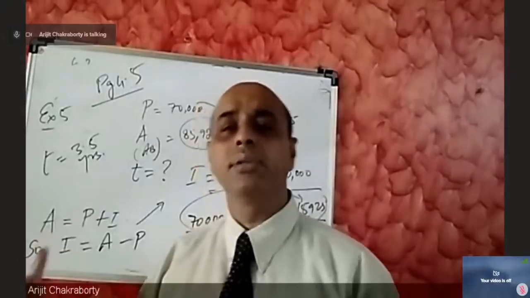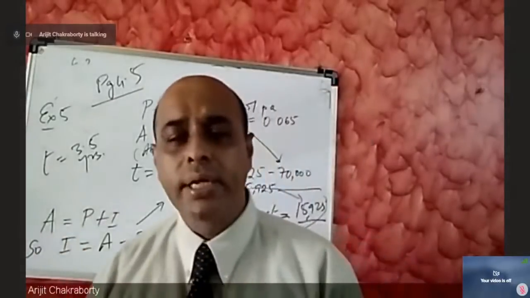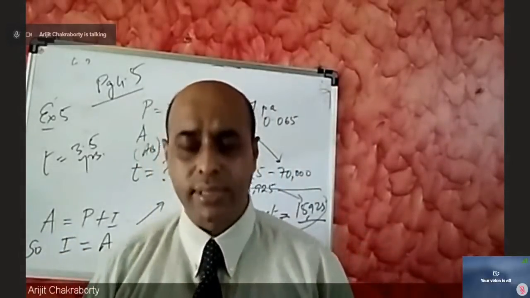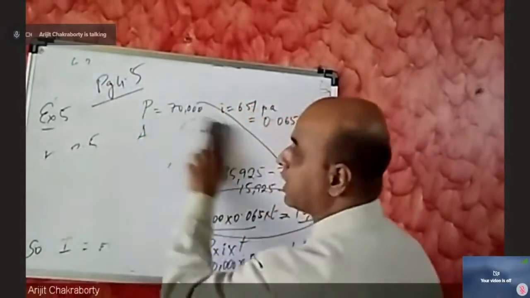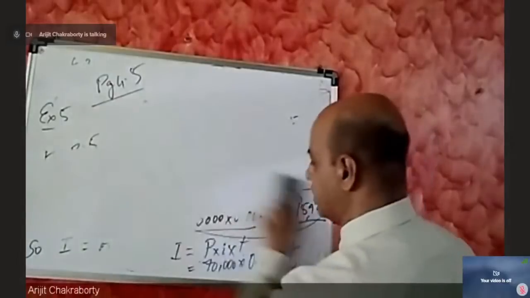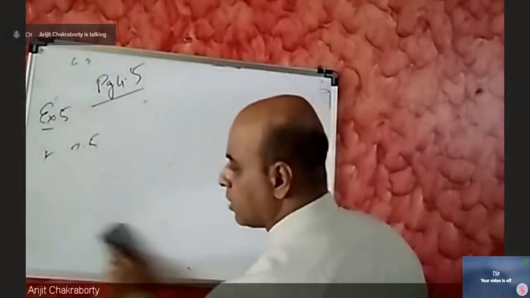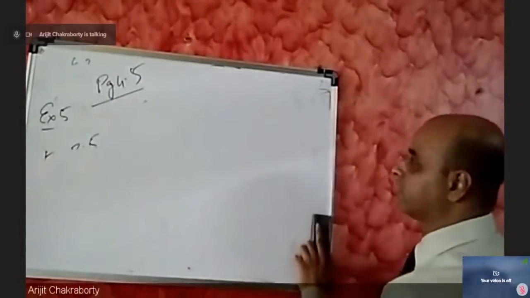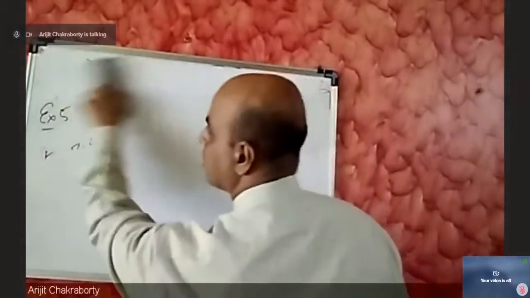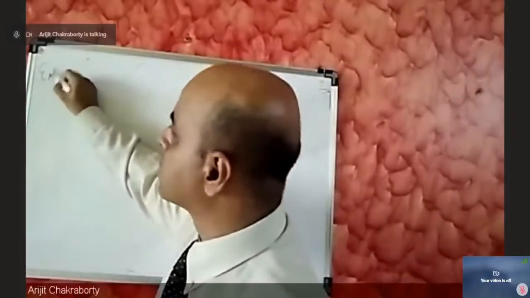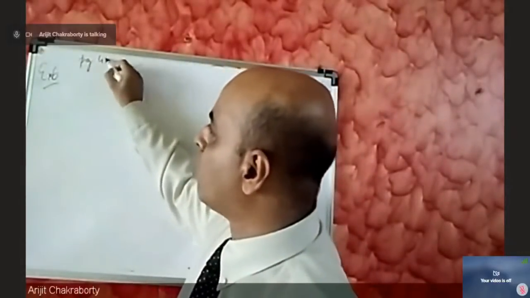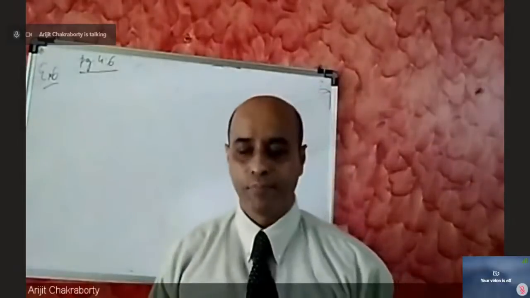You have to find out what is the time period for which the money was invested. Now we proceed to example 6. This is page 4.6 of your study material. So let us do most of the problems in the study material. This is 4.6, example 6.